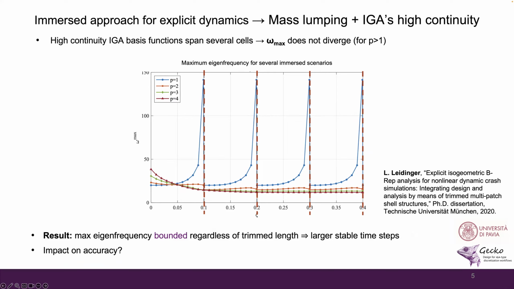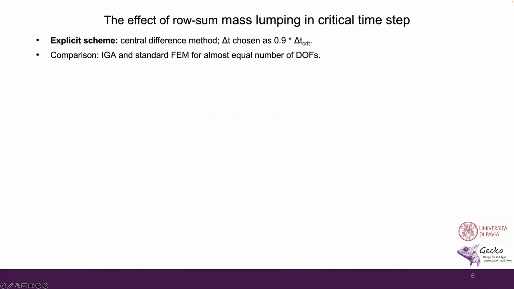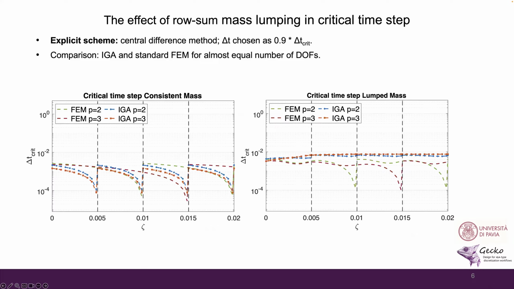But then there is the question about the impact of IGA with lumped mass on accuracy, and this is an interesting topic to explore. So to investigate this, we can create an example in explicit dynamics employing the central difference method and see the effects of consistent and lumped mass in both IGA and standard finite elements. But before proceeding with the problem setup, let's have a look at the time step based on the immersion that is going to be used for this problem.